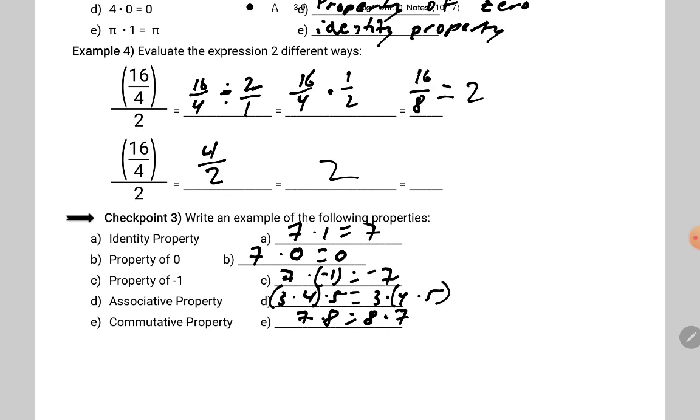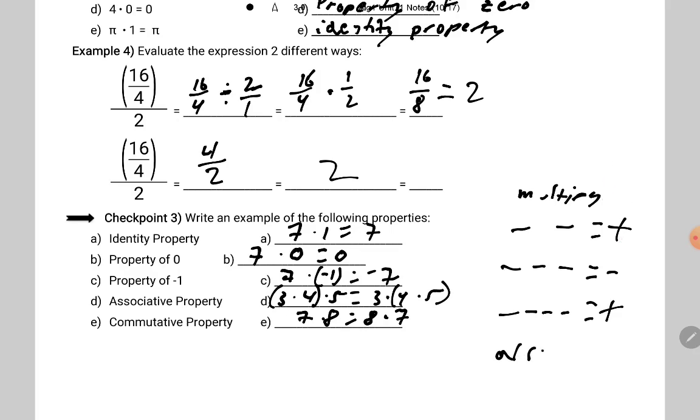So just to review, if we multiply 2 negative numbers, we get positive. If we multiply 3 negative numbers, we get negative. If we multiply 4, positive. And this also works for division.